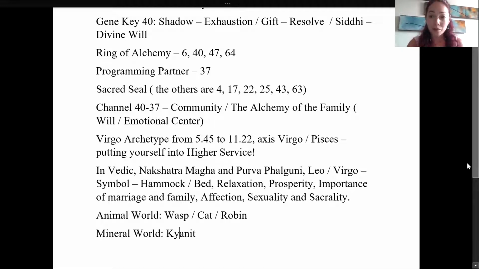It's in the Ring of Alchemy, a very nice codon ring, and all the keys are Virgo keys. Very interesting energy here. So 6, 40, 47, and 64, all of them are in the Ring of Alchemy.